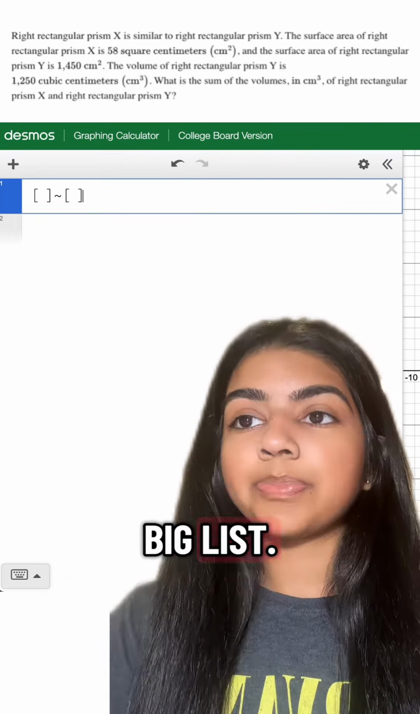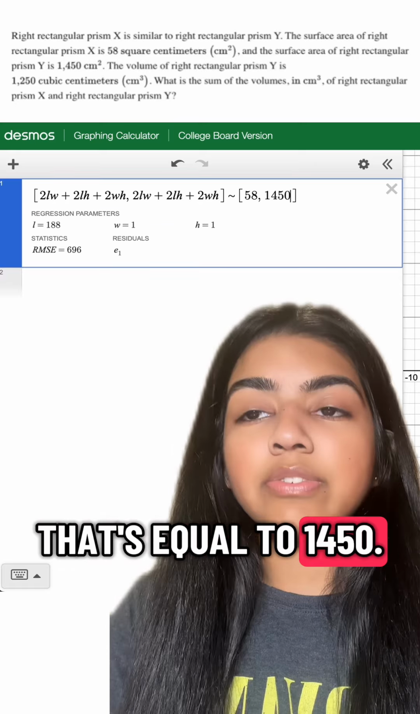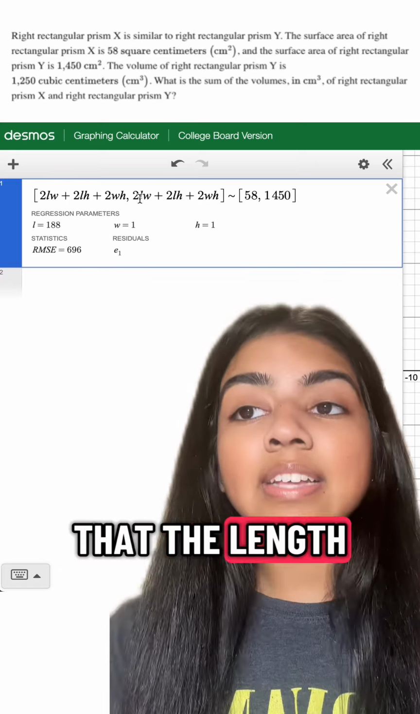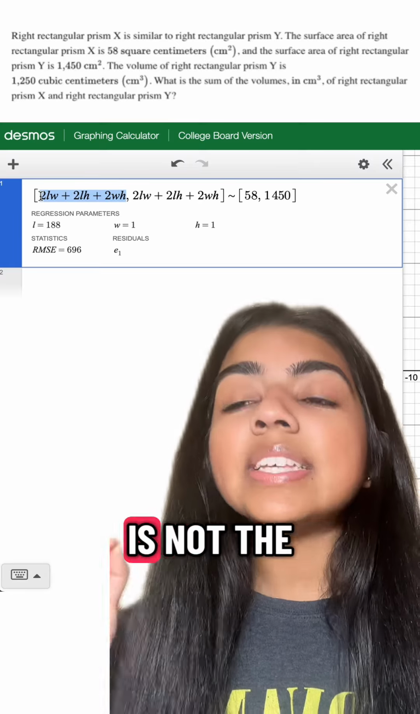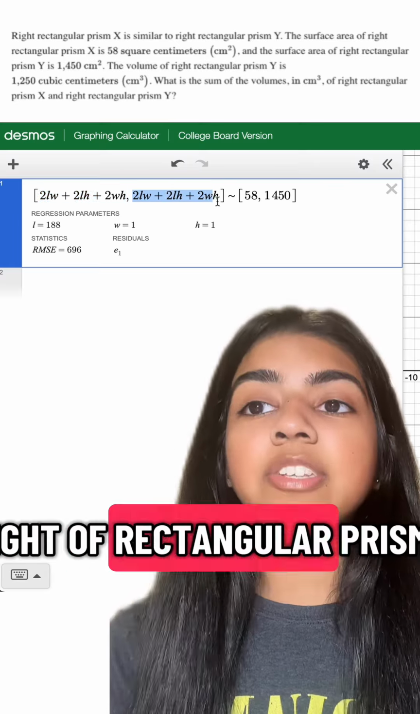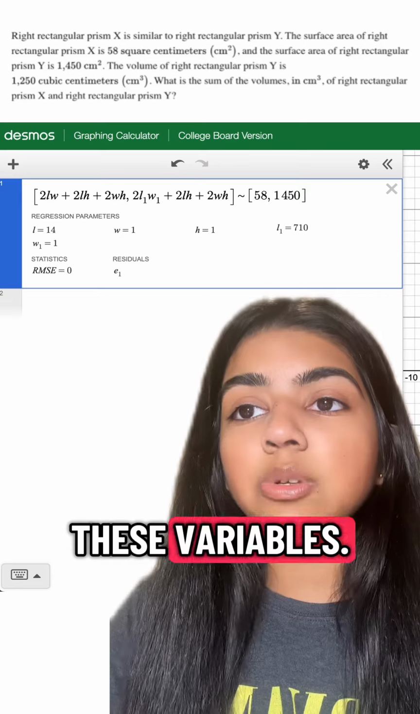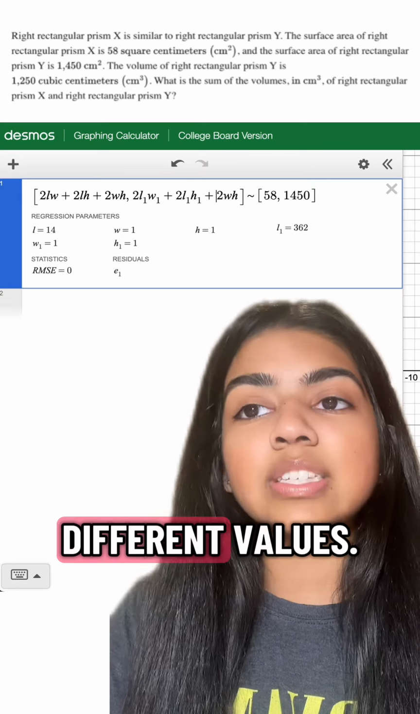Now for rectangular prism Y, we're going to do the exact same thing, so 2 times length times width, plus 2 times length times height, plus 2 times width times height, but this time that's equal to 1450. Now, the key thing over here is that the length, width, and height of rectangular prism X is not the same as the length, width, and height of rectangular prism Y. In order to differentiate that, we need to add 1 next to each of these variables. That way Desmos knows that, okay, these are two different values.